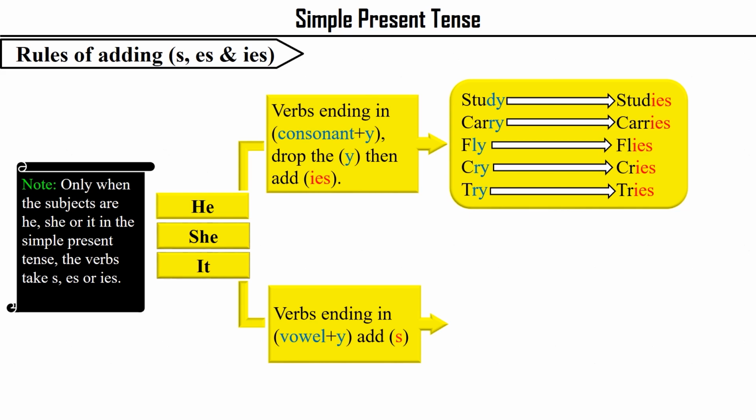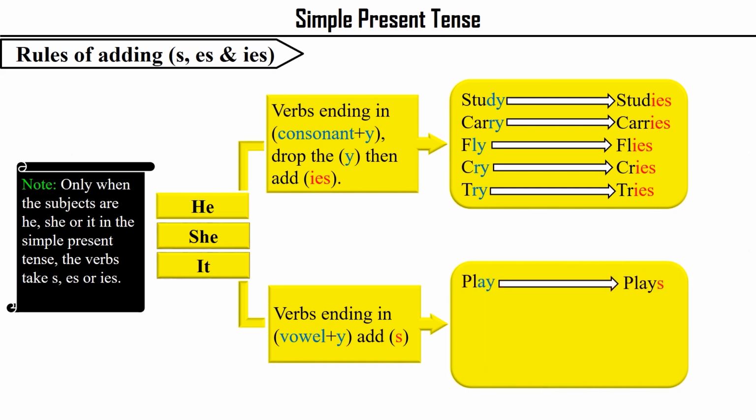Verbs ending in vowel plus y add s. For example, play becomes plays because the verb ends in vowel plus y. That is why we add s without any change. We cannot drop the y here. Why? Because the verb ends in vowel plus y. Any verb that ends in vowel plus y, add just s to the verb.